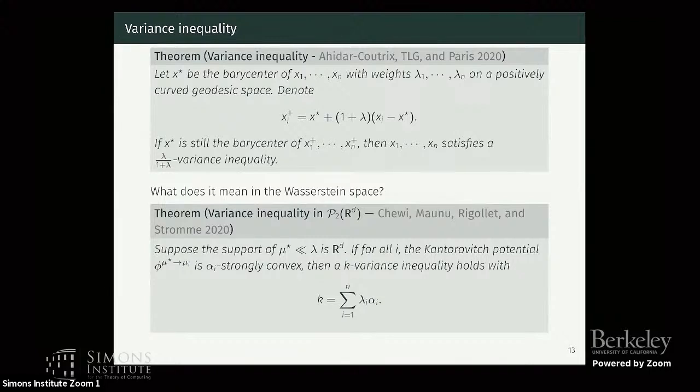And there is a result by Sino and Austin and their collaborators, Tyler and Philippe, that shows that. It's a corollary, to be exact, of what they showed. If mu star has a density, is absolutely continuous with respect to Lebesgue, and the support of mu star is the whole R^d, and if all convergence potentials are alpha_i strongly convex, then you satisfy a variance inequality with the average of these alpha_i.